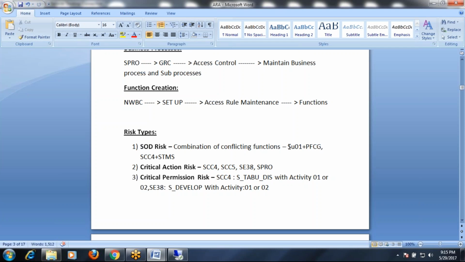Like if a user has SU01 and PFCG, or SCC4 and STMS: user administration and role administration, or client administration and transport management system, which are conflicting. They should not combine with each other. Then that is called an SOD risk. So these T codes belong to different functions.